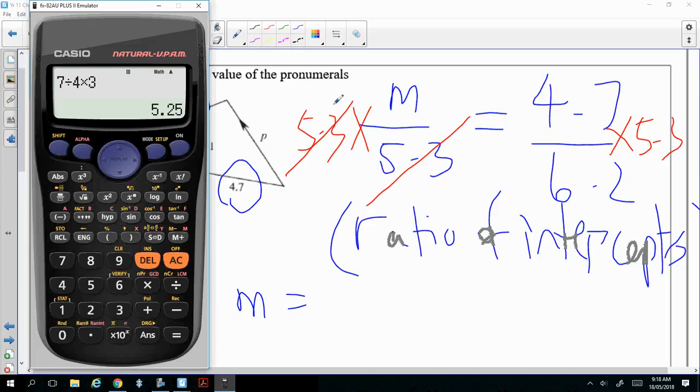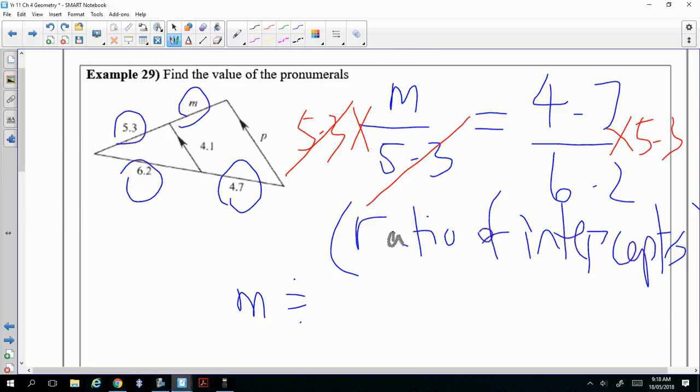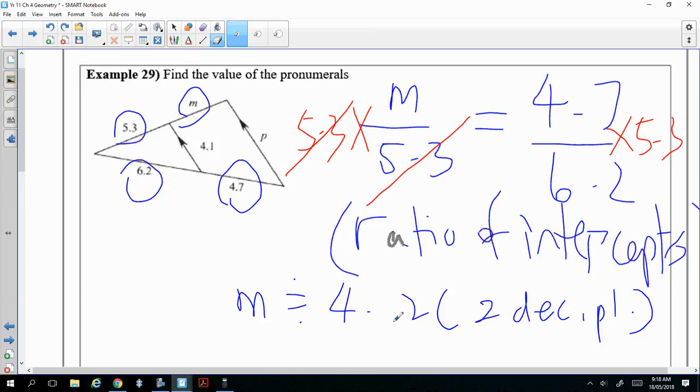4.7 divided by 6.2 times 5.3 equals 4.02. It doesn't say how many decimal places, so just say it's 4.02, correct to 2 decimal places. There's another pronumeral we're going to find in a minute. 4.02, yep, got it.